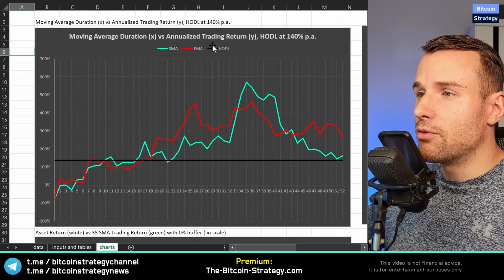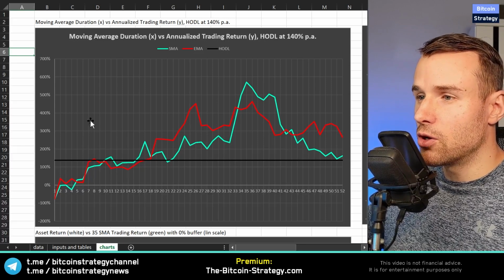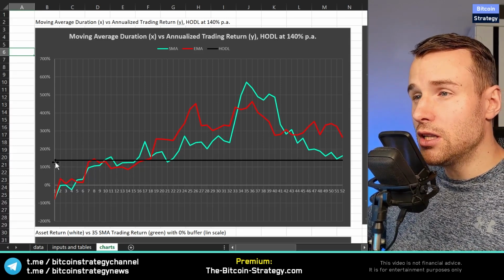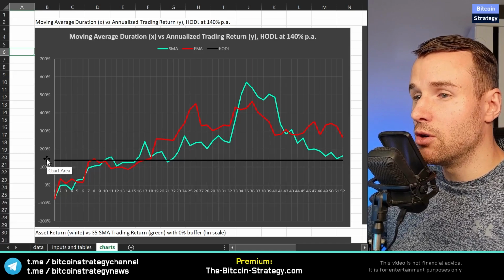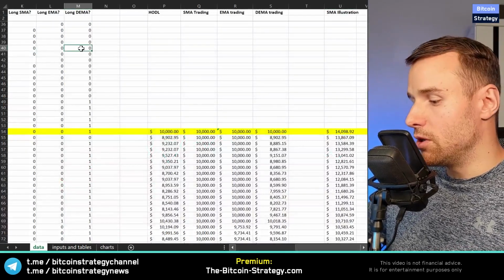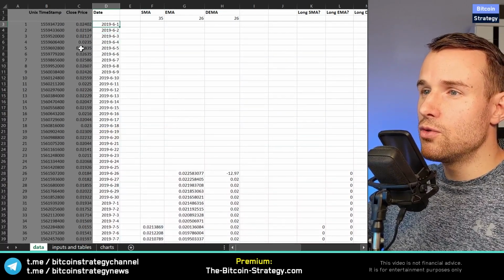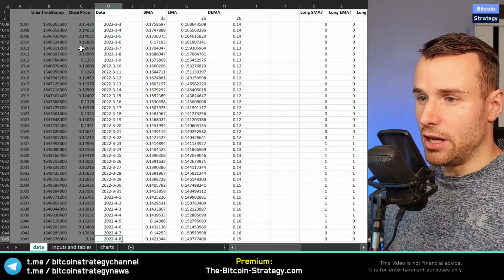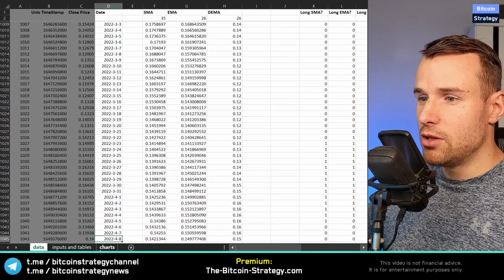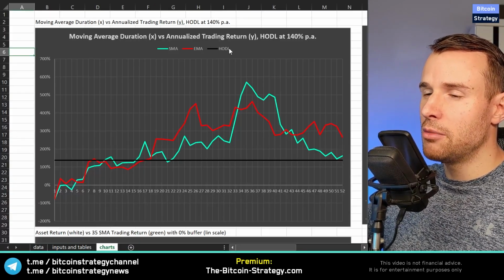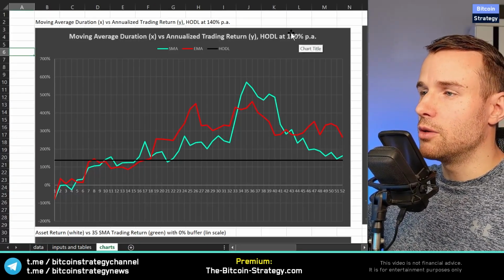In black, we've got a reference line for buying and holding. Okay, so if you just bought and held the one token, Harmony One, over this entire period, which is, by the way, starting on the 1st of June 2019 all the way to today, the 8th of April 2022. So if you just bought and held Harmony One, you would have gotten 140% per annum.